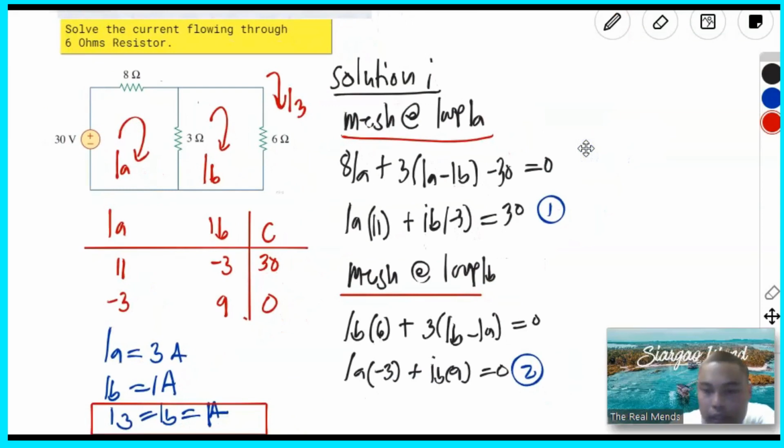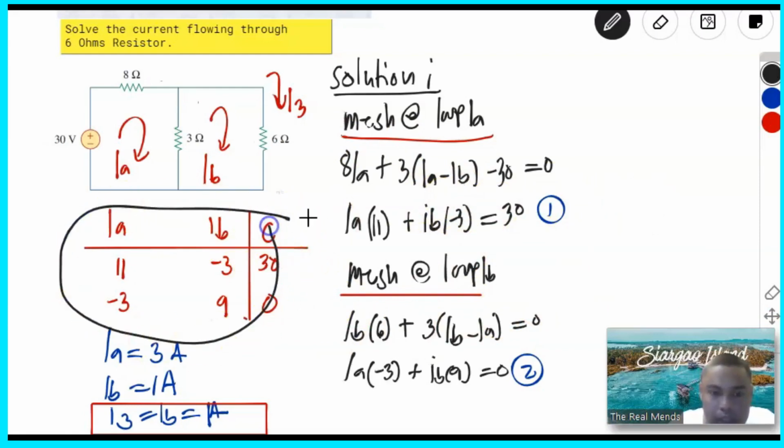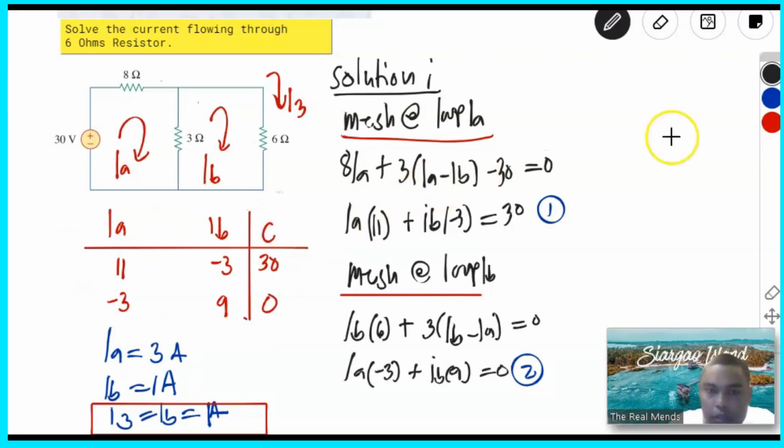Okay, so quick review. Just assign the mesh current. If there are 2 loops, you have 2 mesh currents, that is IE and IB. And then after that, you can have this matrix 2 by 2. Then by using calculator, we can arrive that our I3 is just 1 ampere.